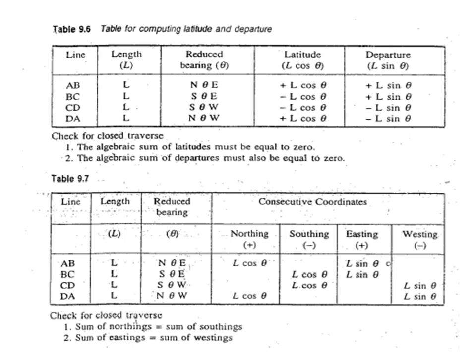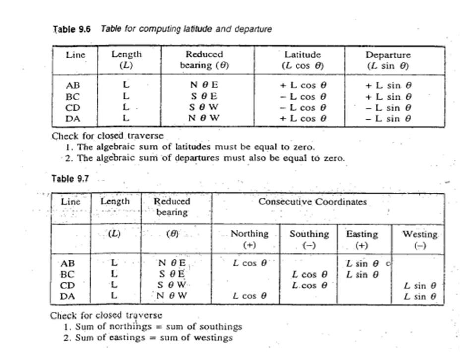Similarly, for the check for a closed traverse, the algebraic sum of latitude must be equal to 0, and the algebraic sum of departure must also be equal to 0. Please refer to table 9.7, in which line, length, reduced bearing and consecutive coordinates are written. Whenever the value is positive, it is to be entered in the northing or easting column, and whenever the latitude is negative, it is to be entered in the southing column. Similarly, negative departure should be entered in the westing column.